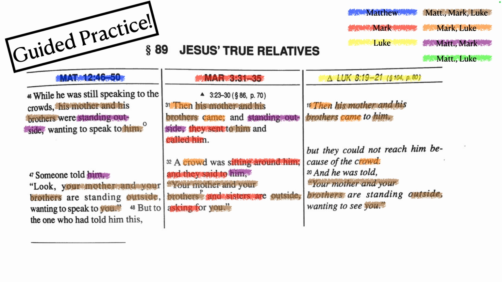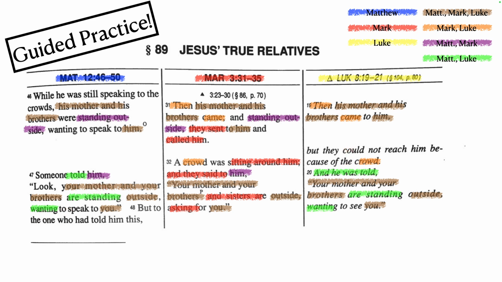So the next thing I want us to do is look across the gap here and see if we see anything that should be in green. A combination of yellow and blue makes green. Anything that's shared between Matthew and Luke that is not present in Mark. And for me, it's going to look like this. The bit about being told. So told is the verb in Matthew and in Luke, and then are standing and wanting are also included in both Matthew and in Luke.